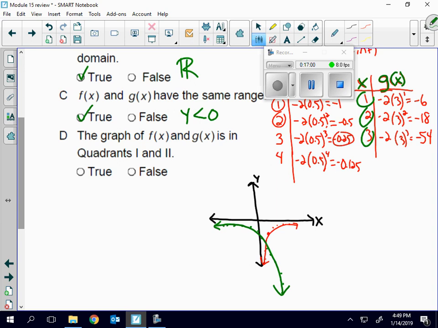All right, and D, the graphs, are they both in quadrants 1 and 2? Well, that's also a no, because 1 and 2 are up here. This is 1, this is 2, so they're actually in 3 and 4. And it goes around counterclockwise. So 1, 2 is there, 3 would be here, and 4 would be there. So this is false.